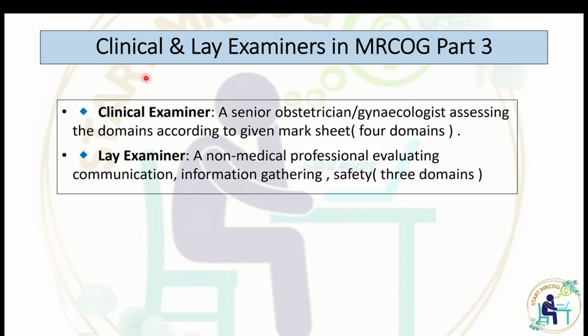Now, what do I mean by clinical and lay examiners in MRCOG Part 3? Clinical examiner will be a doctor, senior obstetrician or gynecologist, who will be assessing the domains according to the given mark sheet, and he will strictly follow them. Lay examiner will be a non-medical professional evaluating communication, information gathering, and safety, and usually the assessment will be for 3 domains, and usually they don't assess the applied knowledge domain.